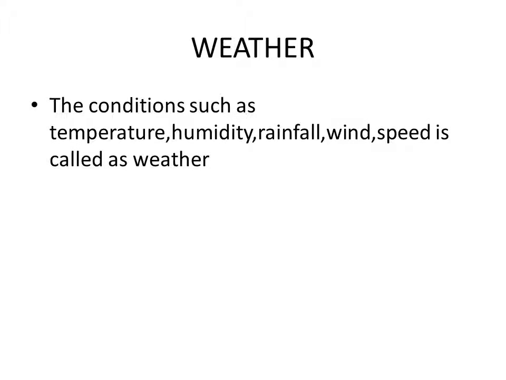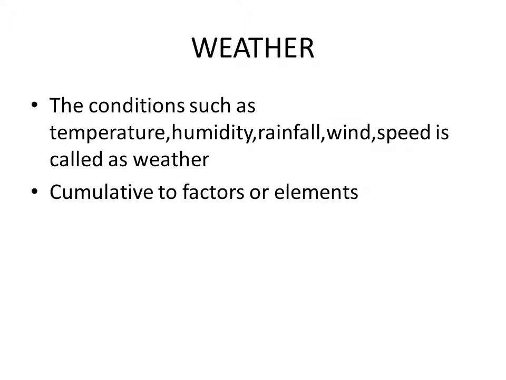changing climate. Now, what is weather? The day-to-day condition of the atmosphere at a place with respect to temperature, humidity, rainfall, wind speed, etc. is called weather. Weather is the cumulative effect of all these factors or elements. It tells about the changes that take place in the atmosphere at a given place and time. It may change from day to day and even from hour to hour. For example, it may rain for an hour and then the day may become sunny and clear.